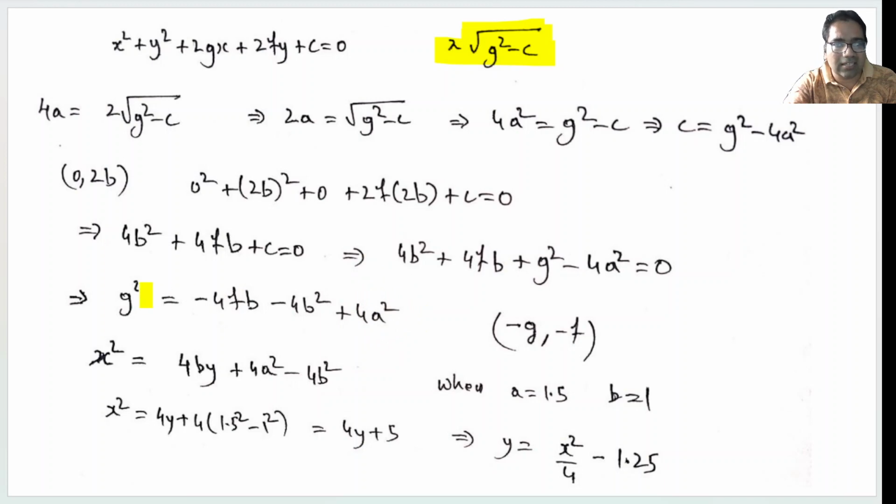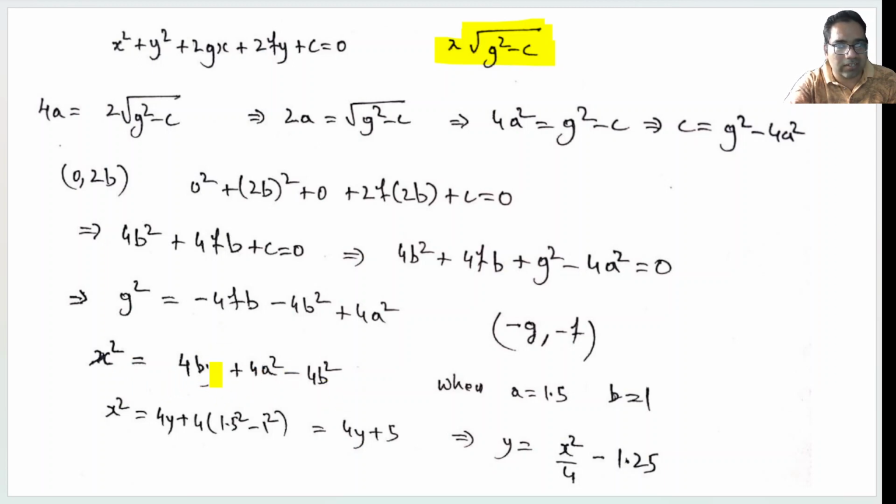But the center of the circle is minus g, minus f. We need to express in terms of minus g and minus f, not just g and f. So the locus will become, if we replace, g square is also equal to minus g square. So the locus will become: minus g is x, and minus f is y. So x square equals minus 4 into f, that is, minus f is y, so 4by, and plus 4a square minus 4b square. So this is in the form of x square equals 4by plus 4a square minus 4b square.